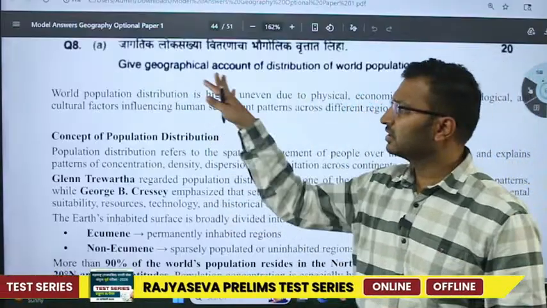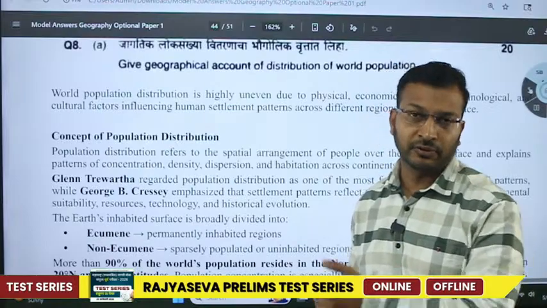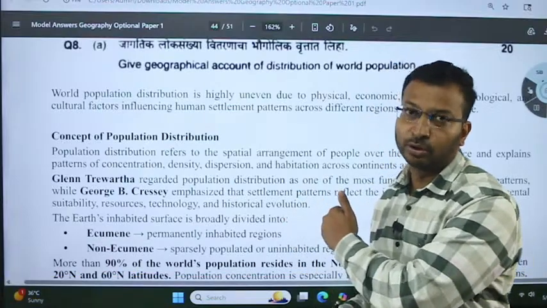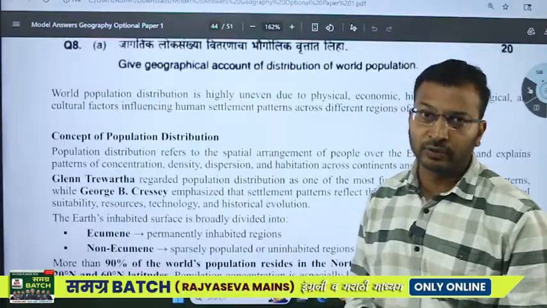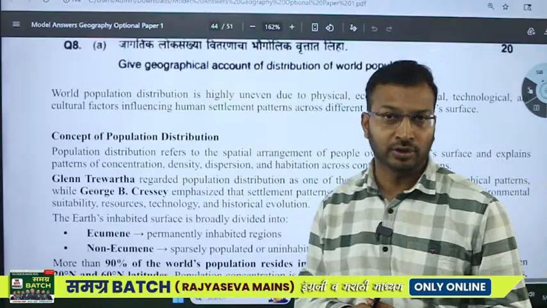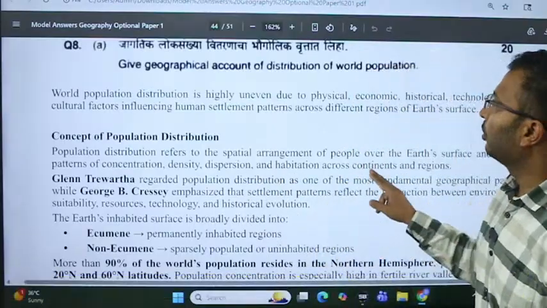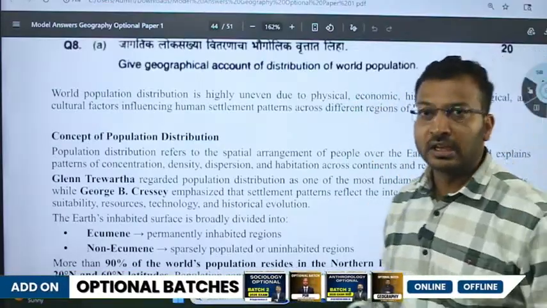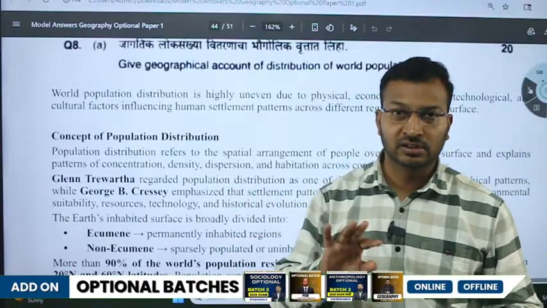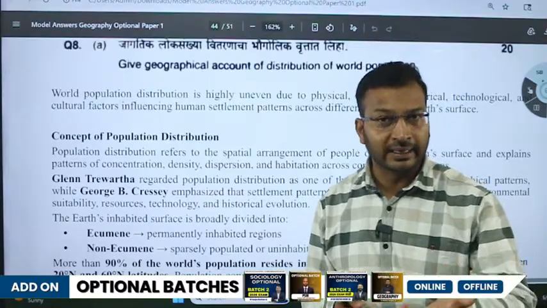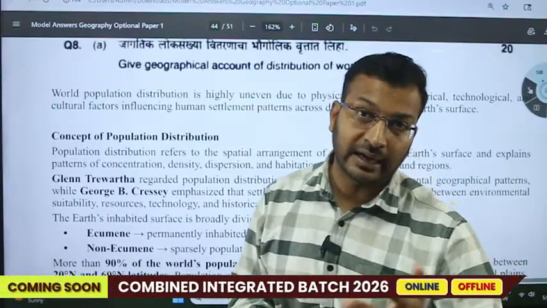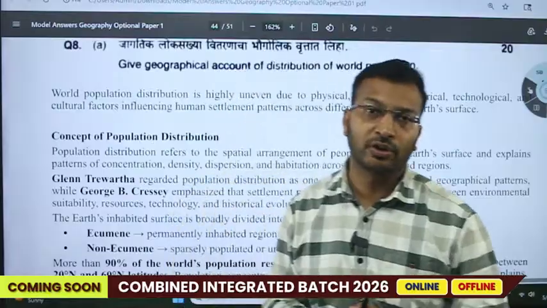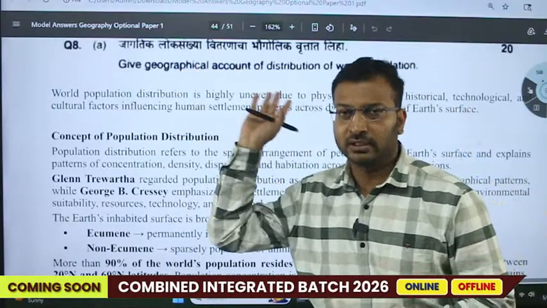So whenever you get such a term, you have to focus on two things. First thing is you should be including geographers' names, and along with that you should be including different geographical places. Okay, so if you talk about the distribution of world population, so the world population that is distributed across the surface of the earth, it is highly uneven, and the major factors that are controlling this distribution of the population, just mention those factors in the introduction itself.